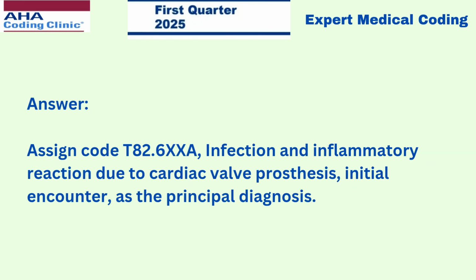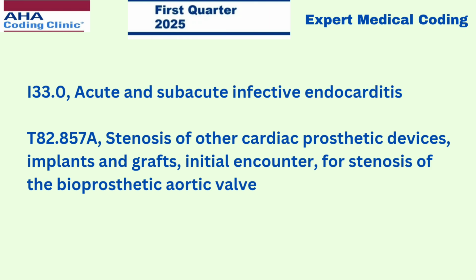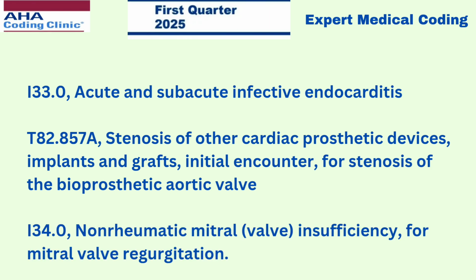And the answer here is, we have to first assign code T82.6XXA, that is infection and inflammatory reaction due to cardiac valve prosthesis, initial encounter, as the principal diagnosis. And also we have to assign code I33.0, that is acute and subacute infective endocarditis, and code T82.857A, that is stenosis of other cardiac prosthetic devices, implants and grafts, initial encounter, for the stenosis of the bioprosthetic aortic valve, and code I34.0 for nonrheumatic mitral valve insufficiency for mitral valve regurgitation.